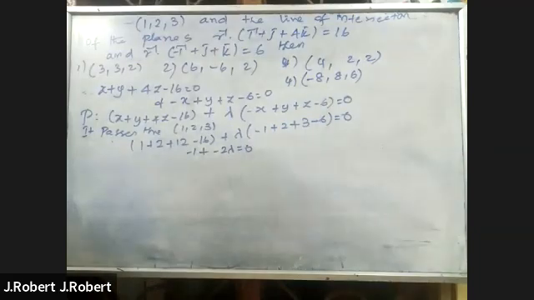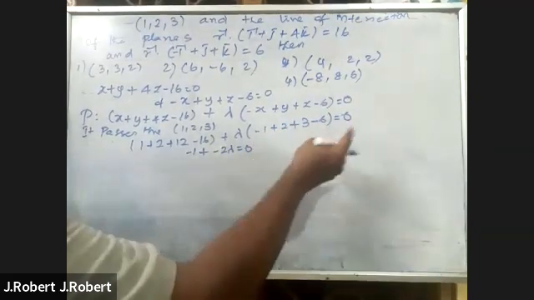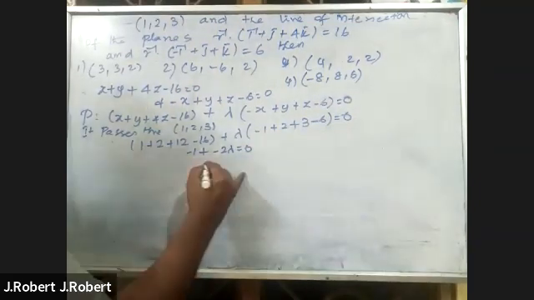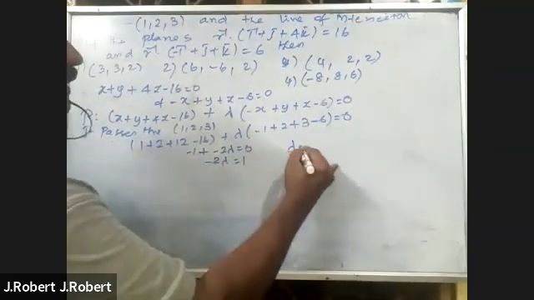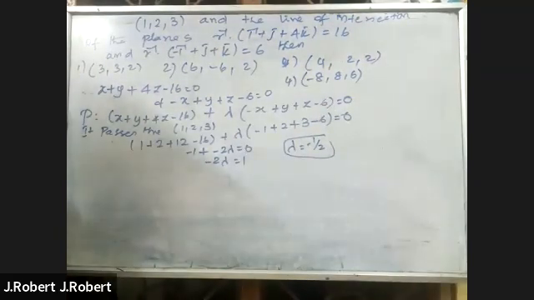Correct? Any doubt? Have I made a mistake? 5, 5 minus 1 is 4, 4 minus 6 is minus 2. Okay, minus 2 lambda equals 1, or lambda is equal to minus 1 by 2. Lambda is equal to minus 1 by 2.